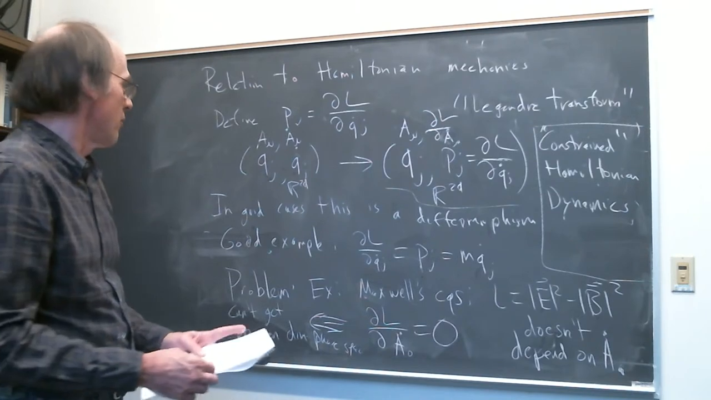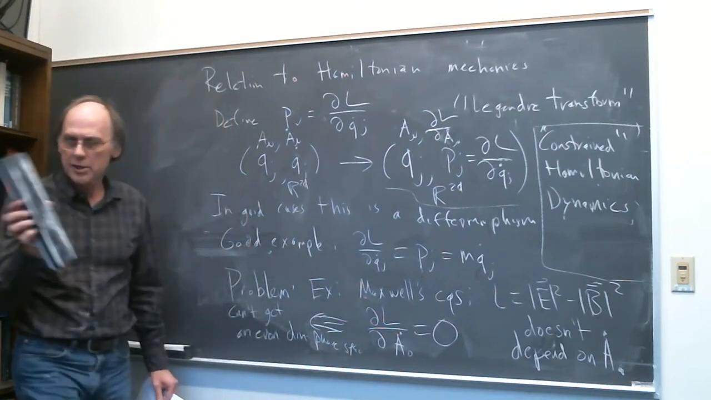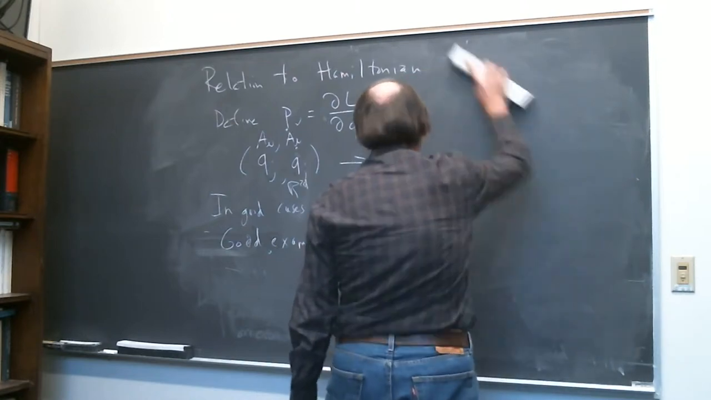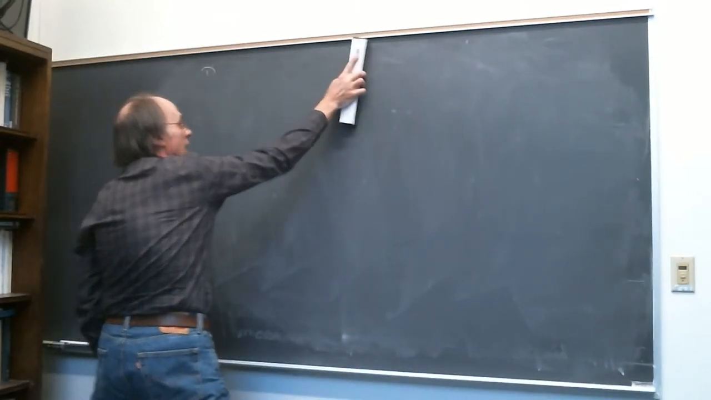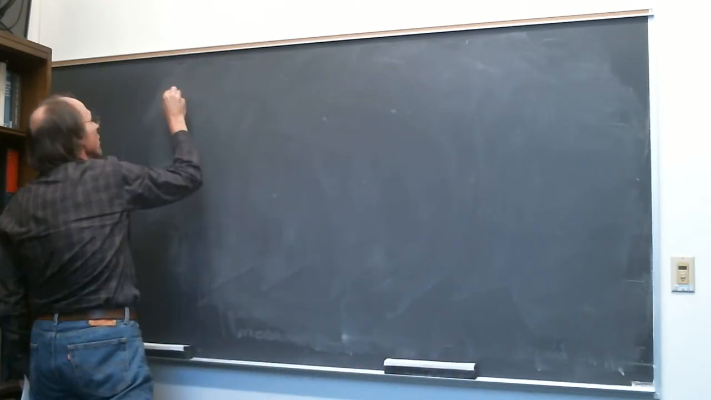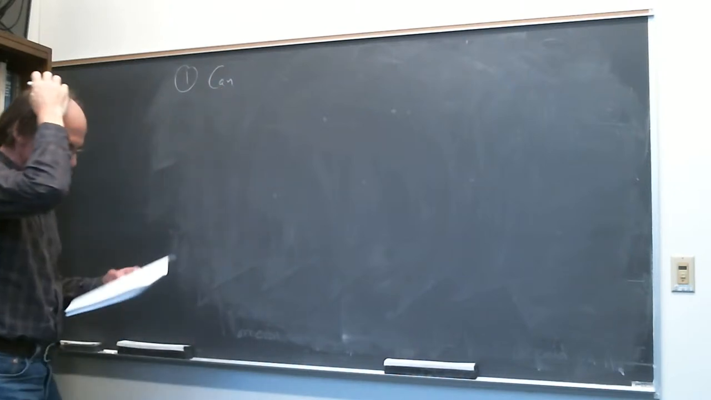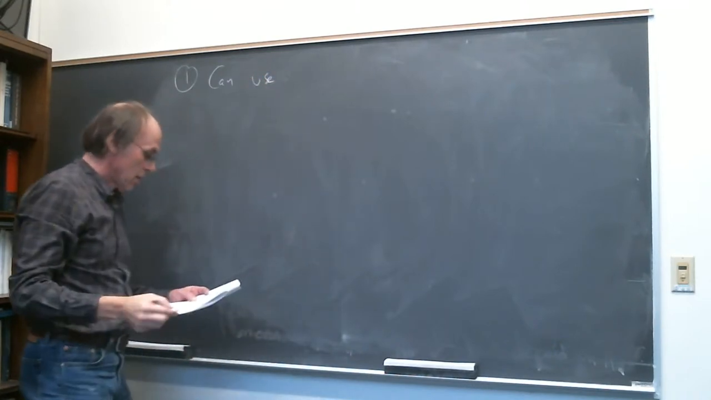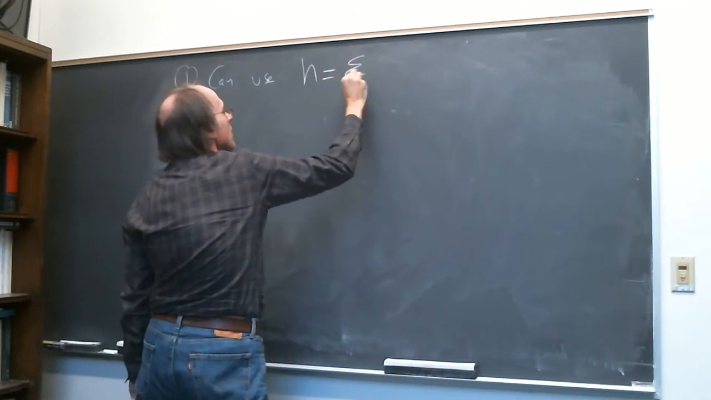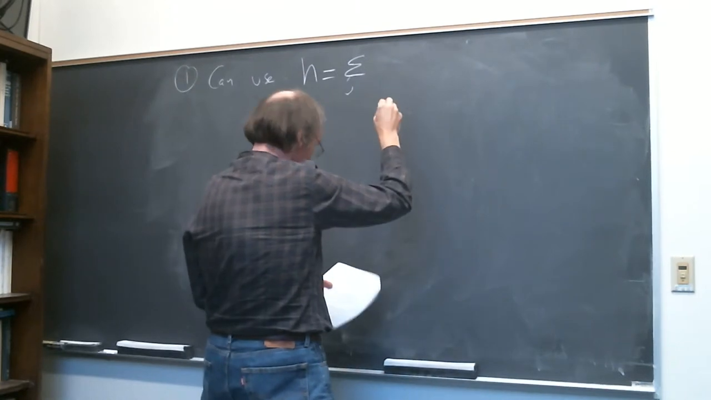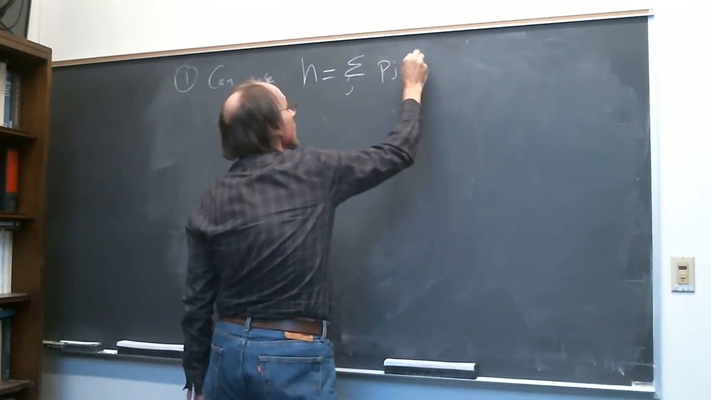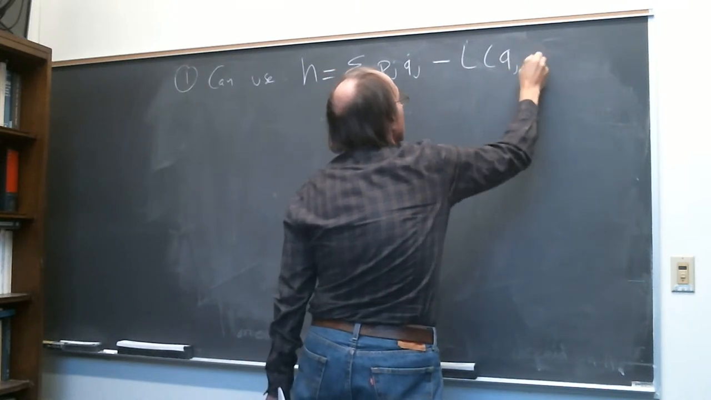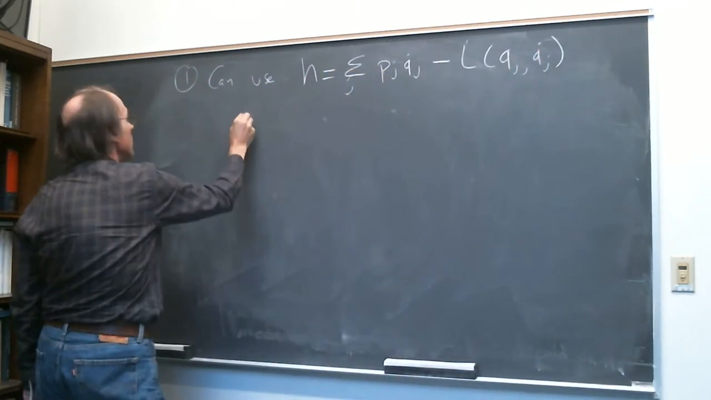But in the notes, I also then wrote down, I mean, there's one other thing you can do. I'll tell you a couple more things about Lagrangian mechanics. You can use H = Σ p_j q̇_j − L(q, q̇) as the Hamiltonian.